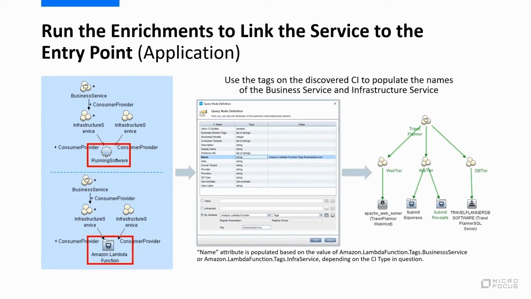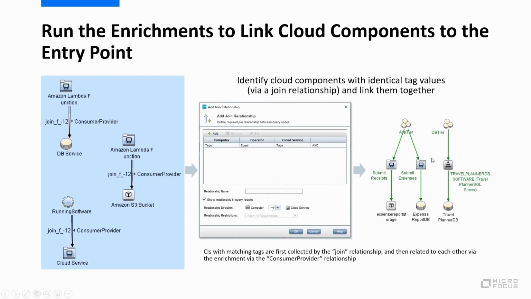Returning to the presentation, we see that we've now completed this particular phase. We've created the business application and the infrastructure layer, and we have linked in the 2 Lambda functions. So we'll start working on the next part of it, which is to run the enrichments to link the cloud components to the entry points. Essentially, what you're doing is bringing in the components of the service that are not obviously connected, but you're using a tag to help with that connection.